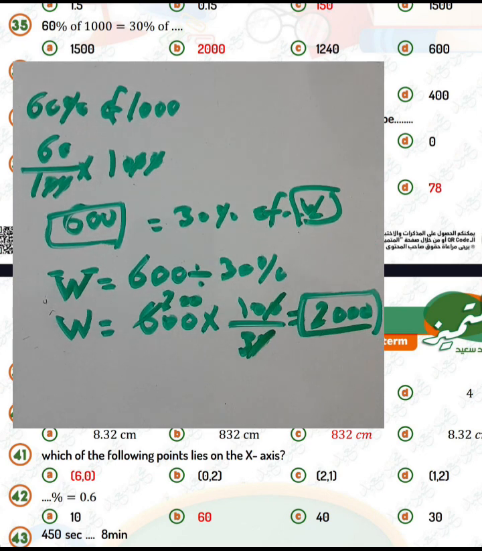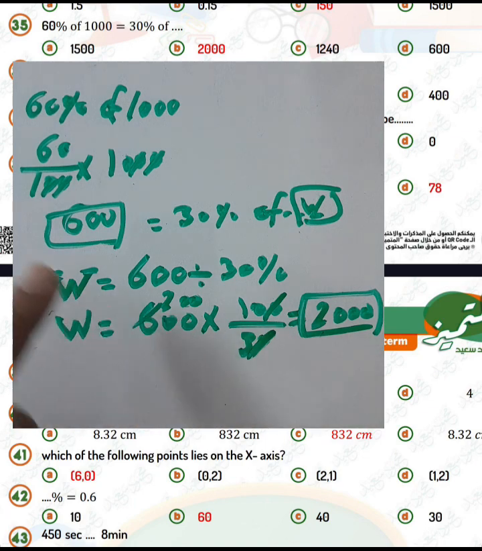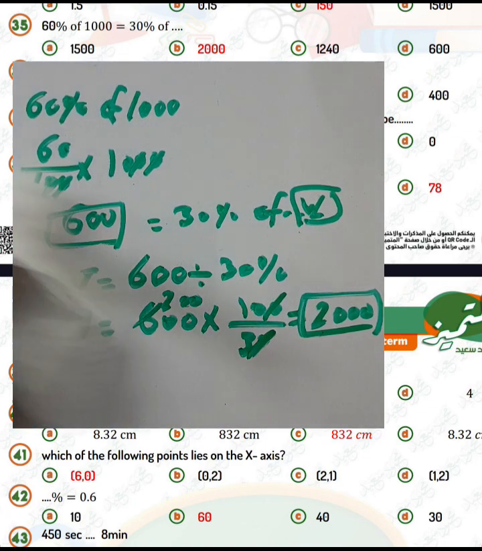Understood? First step, we find the result of the left-hand side, 600. 600 equals 30% of what? We can find the whole number by dividing the part by the percent. This result will be 2000.